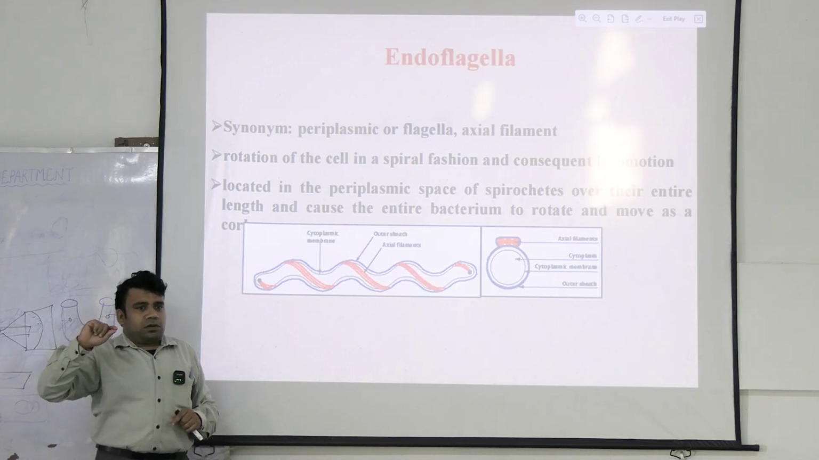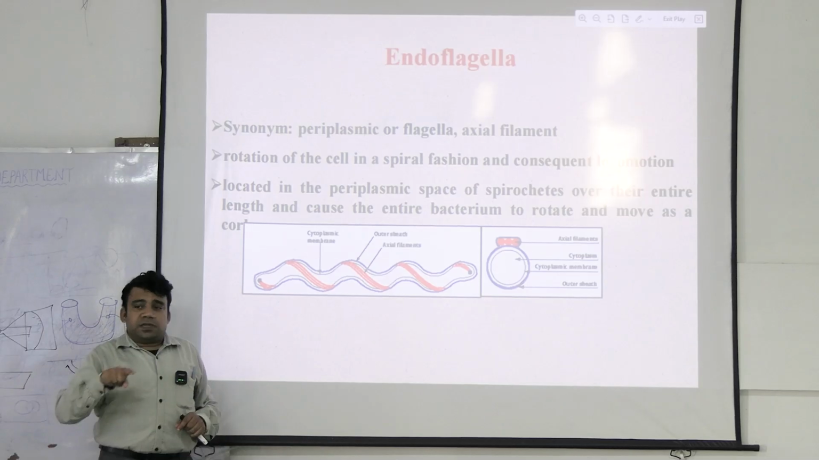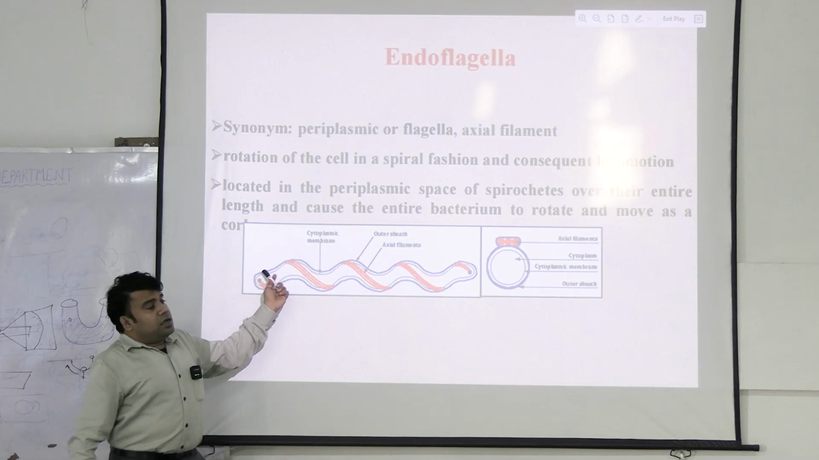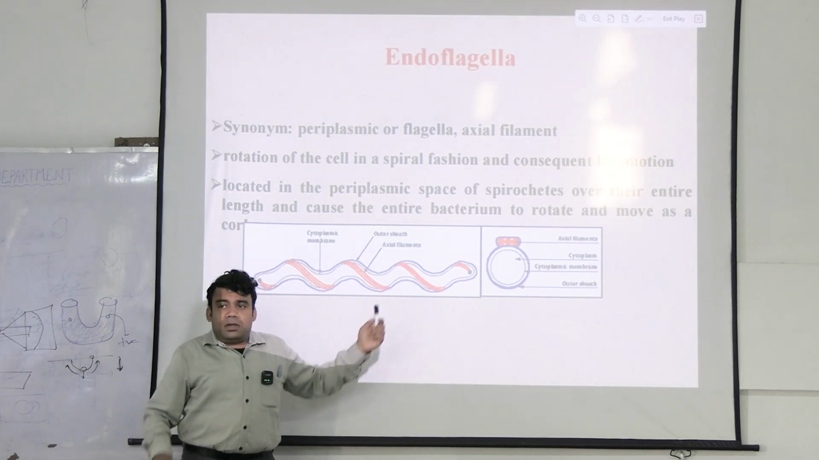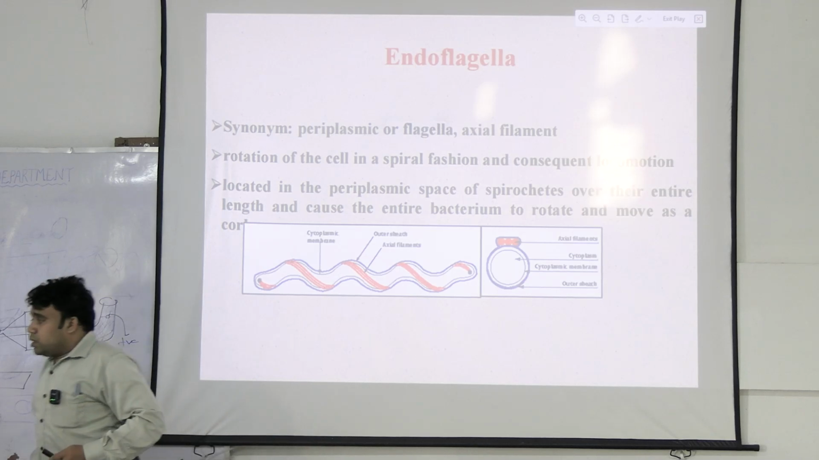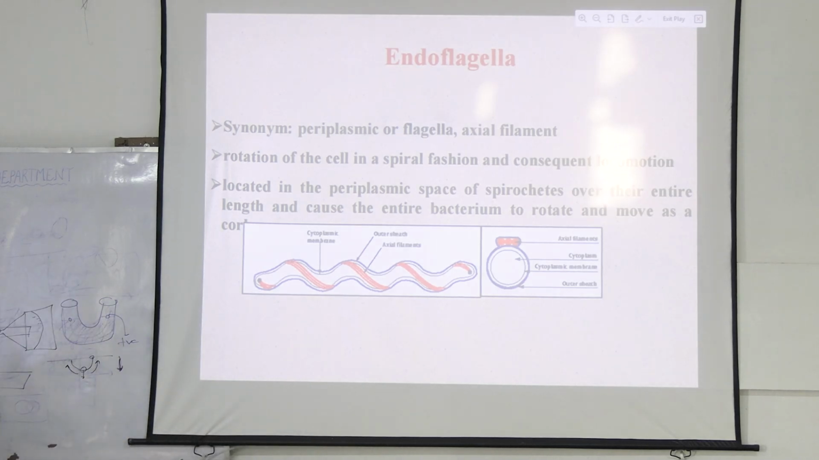Everyone has seen a screw. So when the screw enters, what happens? It moves in a circular pattern, but actually the screw moves in the forward direction. So when this flagella contracts and expands, the bacterium will move in a circular direction and will move forward. This kind of motility is called corkscrew motility.